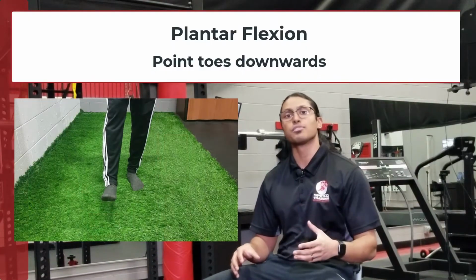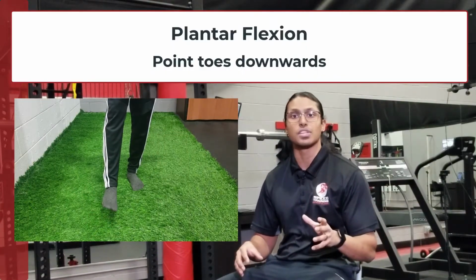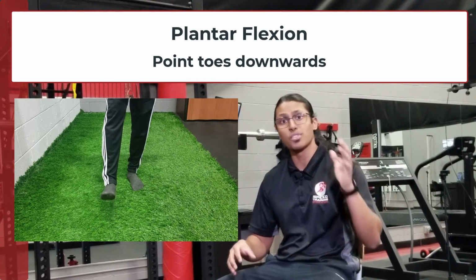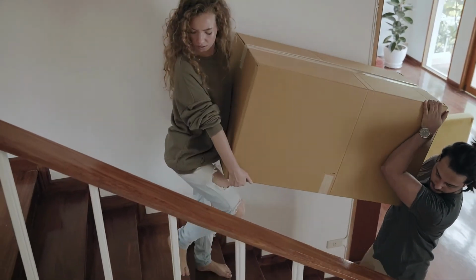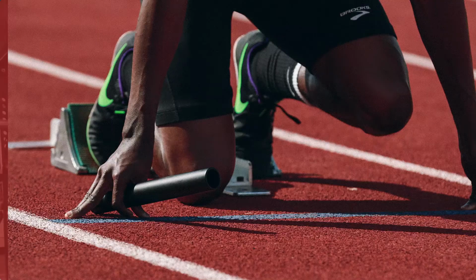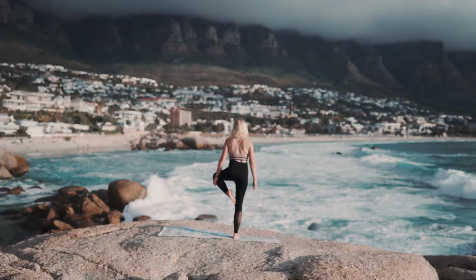Next off is plantar flexion, the opposing movement to dorsiflexion, which occurs when the toes are pointed towards the ground. This movement involves the Gastrocnemius, Soleus, and the Plantaris muscles. We commonly use plantar flexion with both complex movements like lifting, bounding from a jump, or starting a sprint, as well as with simple movements and exercises such as calf raises.